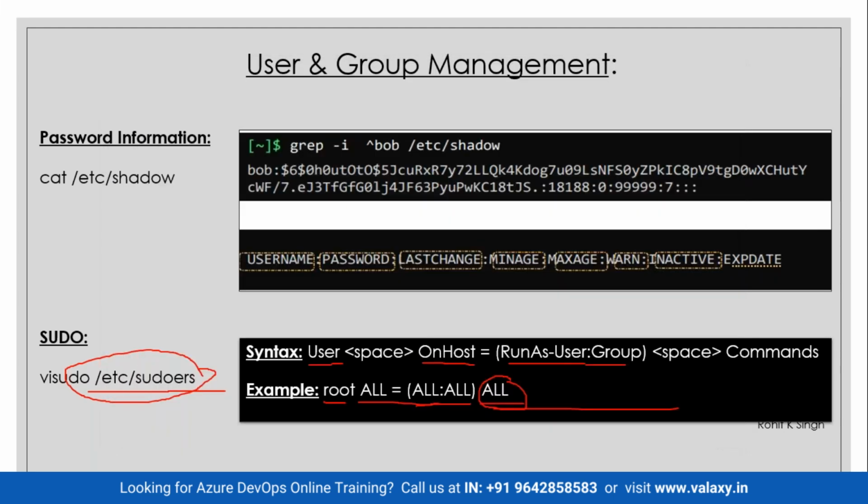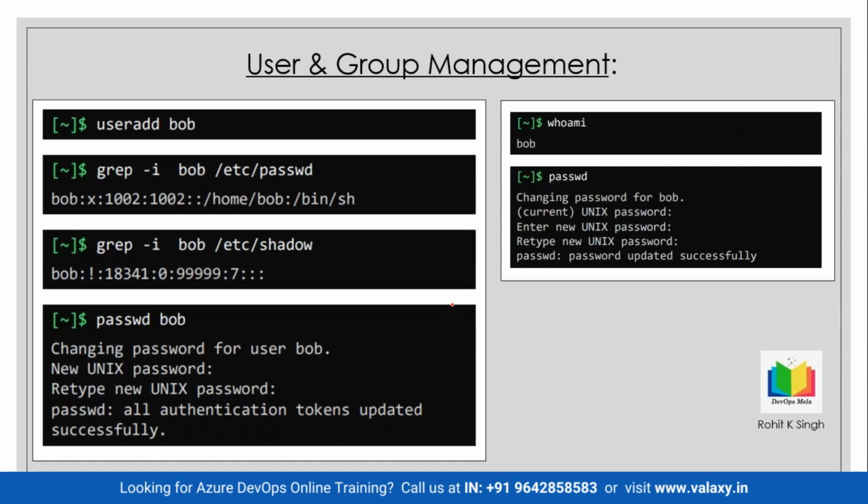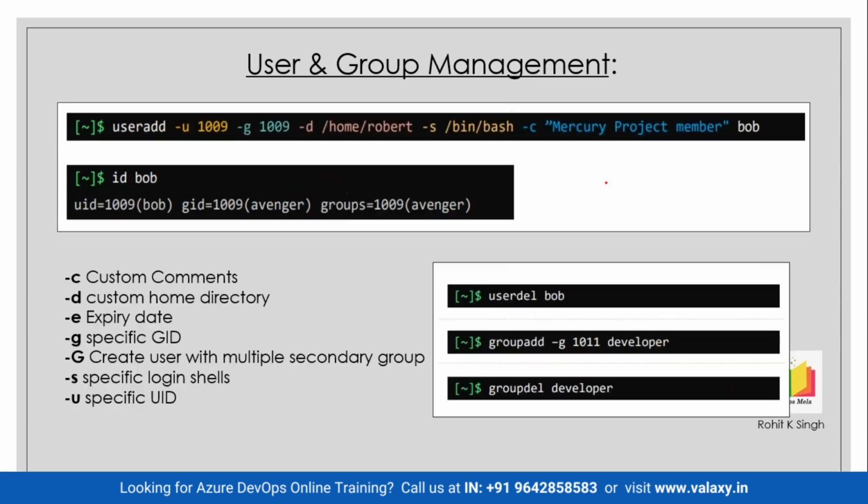Okay, now let's come back. Group management: we have seen how to add a user, change a password, see who is logged in, and so on. All these commands are given over here. Followed by, if you want to create a group, see, useradd, if you want to give a specific UID, specific GID, with the home directory, with the shell, and with a bit of description about the user and username.